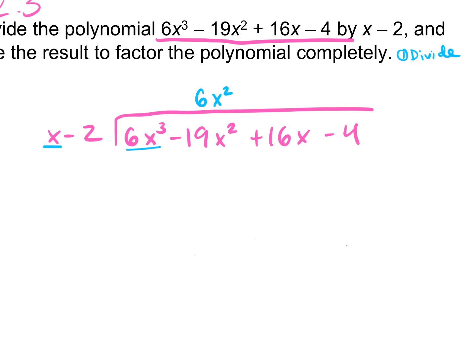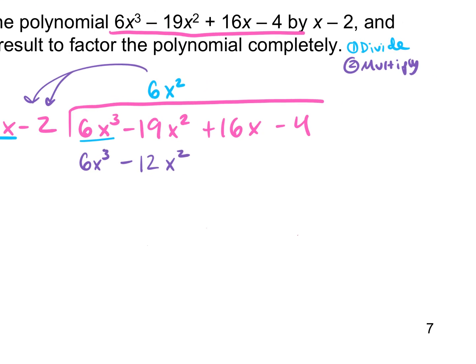Step 2 is to multiply. So we multiply 6x squared by both things out front. So 6x squared times x would be 6x cubed. And what's 6x squared times negative 2? Negative 12x squared.